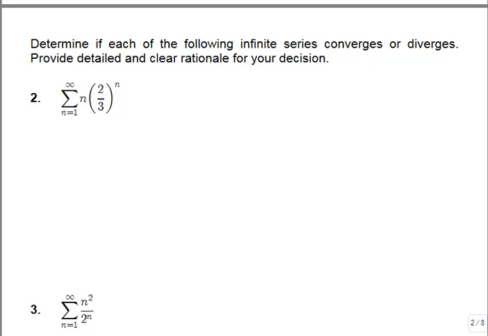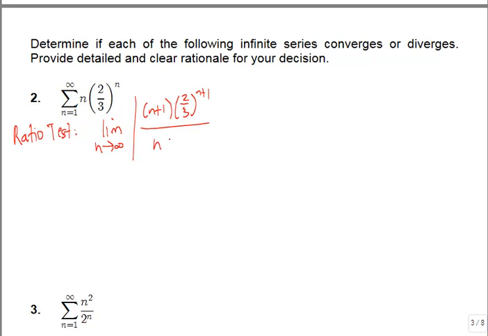So if we take a look at this first series, n times 2/3 to the n, these are non-zero terms, our n is positive. So if we jump in with that ratio test right away, we're going to want to look at the limit as n goes to infinity of the absolute value of the nth plus 1 term. So that's this formula here with n plus 1 plugged in. So that would be n plus 1 times 2/3 to the n plus 1 divided by this nth term right here.